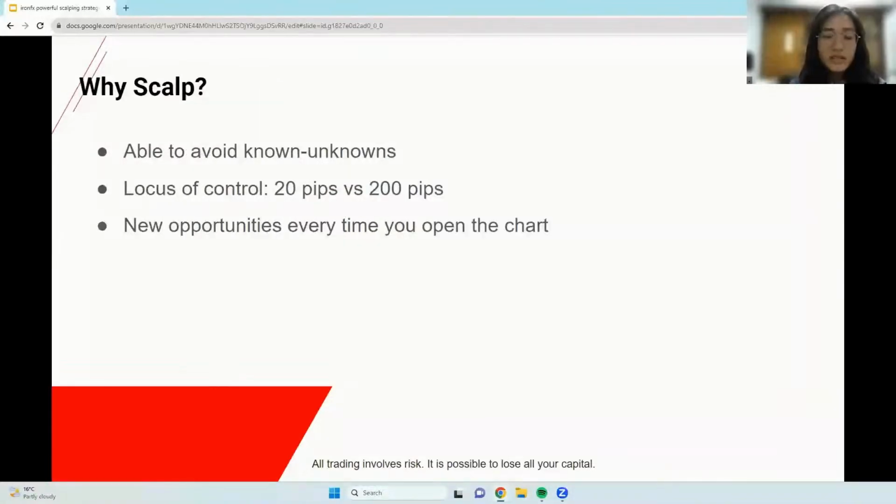Okay, so why scalp? There are known unknowns. What we mean by this is, a good example would be if the NFP is coming out tomorrow. You know that the event is coming, but the outcome is unknown. So these events can really mess up a trade. In this case, you would use scalping so that you can avoid any known unknowns, basically.